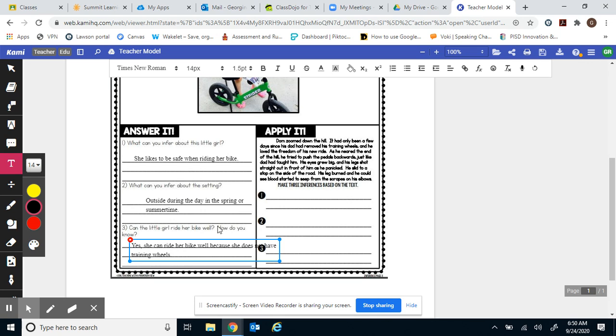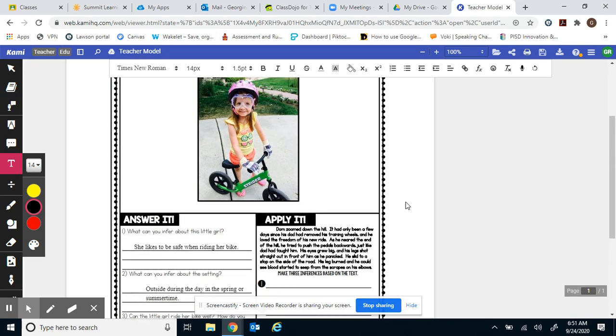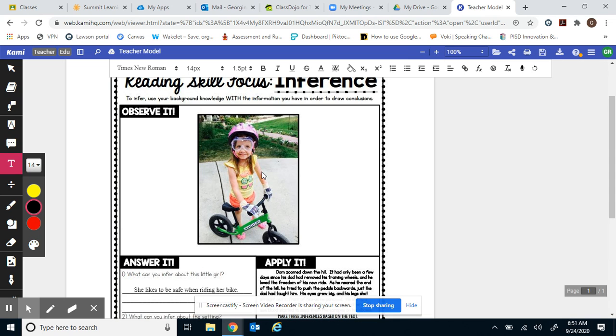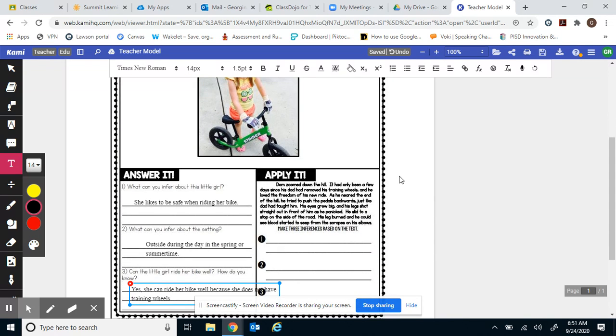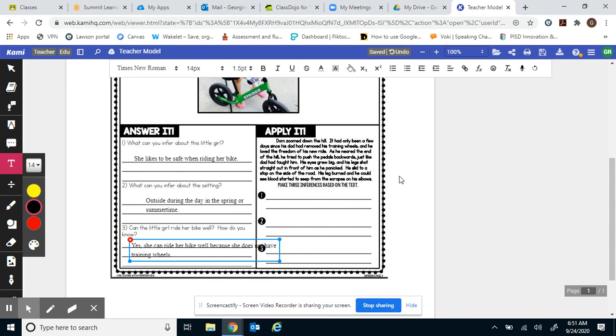Okay, so that tells me those are the types of things I can infer. And that's just from looking at the picture. So now we're going to look at the passage. It says, Don zoomed down the hill. It had only been a few days since his dad had removed his training wheels, and he loved the freedom of his new ride. As he neared the end of the hill, he tried to push the pedals downward, just like Dad had taught him.